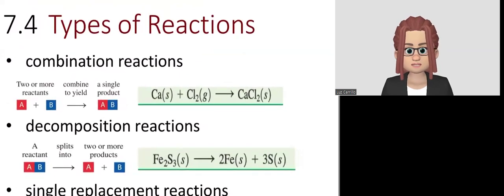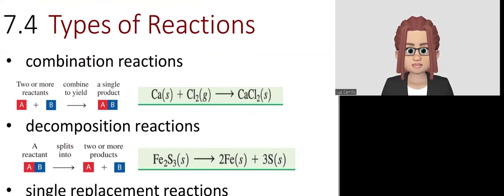Let's first start by discussing combination reactions. In a combination reaction, we're going to have 2 or more reactants that when they are combined, they're going to yield a single product. As an example here, we have solid calcium combining with chlorine gas, forming solid calcium chloride.